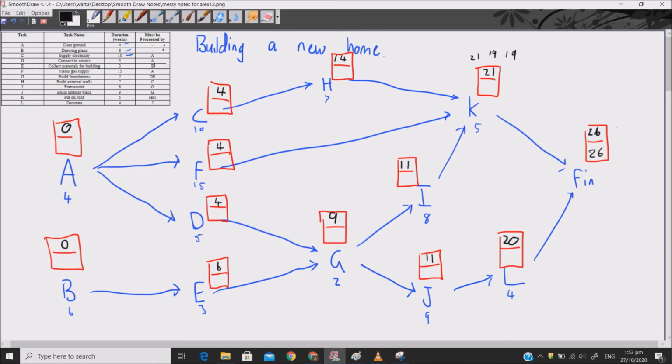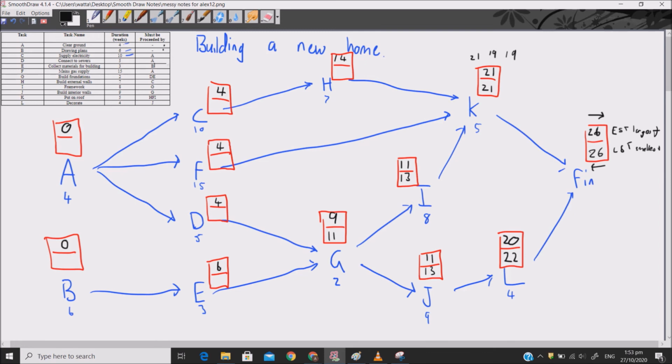Right, so that's our early start time on the top and late start time on the bottom. That's what we're going to do now. We do early start time going forward and we do late start time going back. So going back, all we have to do is take the previous late start time. So I'll take 22 for L minus 9, that gives me 13 for J. 13 minus 2 gives me 11 for G, and since I get the same from I take the same one.